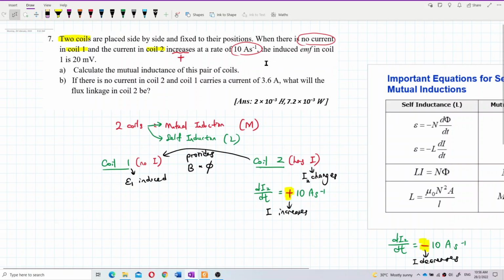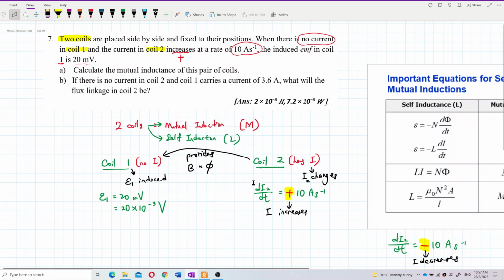Okay, now I have the information ready. Now, induced EMF in coil 1. Here it says the induced EMF in coil 1, E1, is 20 millivolt. Change 20 millivolt to SI unit. Milli is exponent negative 3. So I get 20 times 10 to the power of negative 3 volt.